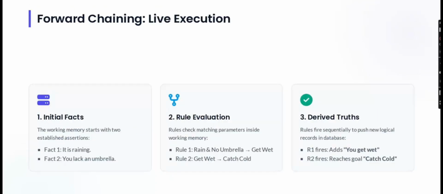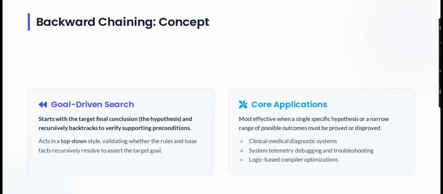For example, let's say our starting facts are, it is raining and you don't have an umbrella. Our first rule says, if it rains and you have no umbrella, you get wet. So, the system adds, you get wet to its facts. Our second rule says, if you get wet, you catch a cold. The system moves forward from the facts and reaches the final conclusion. You will catch a cold. This is how forward chaining executes.